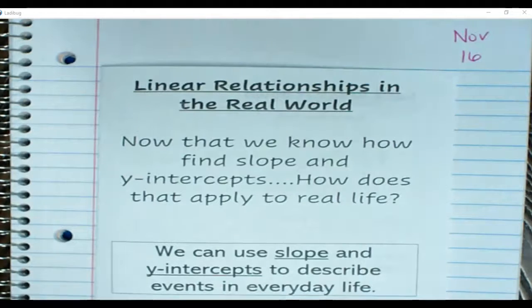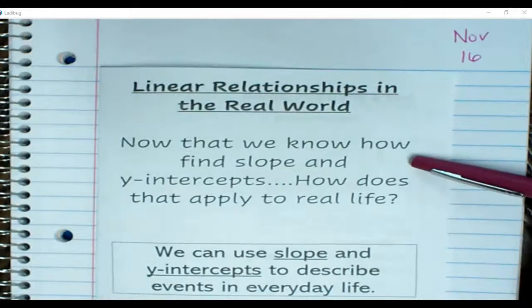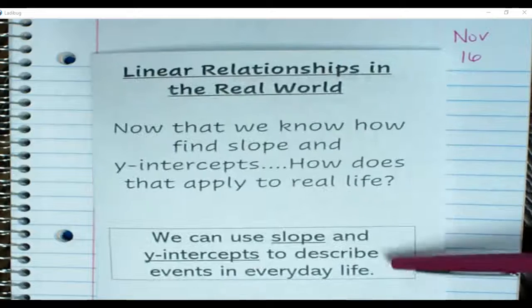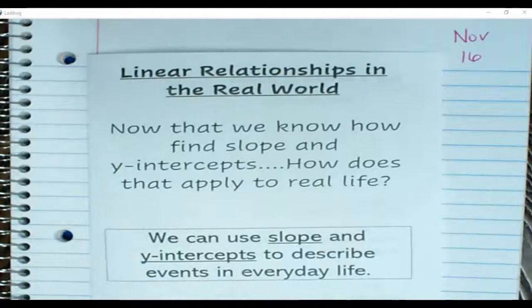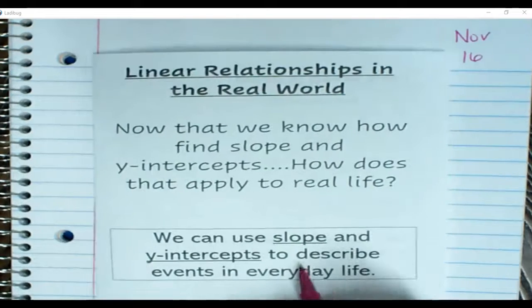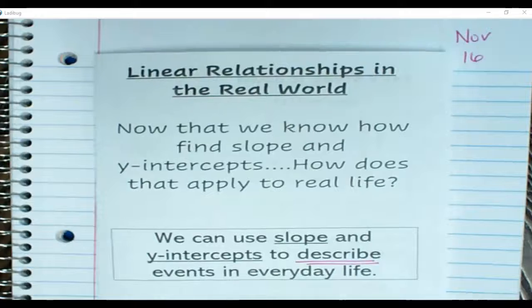Okay, so today we're going to be talking about linear relationships in the real world. What does it mean when we're talking about math outside of the math classroom? So now that we know how to find slope and y-intercepts, how does that apply in real life? Well, we can use slope and y-intercepts to describe events in everyday life.